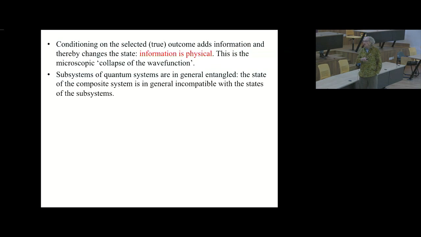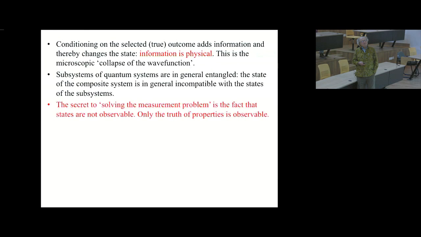Now, I didn't talk about subsystems and entanglement, but that's the usual discussion of Hilbert space. The secret to solving the measurement problem is recognizing the fact that states aren't observable. Only the truth of properties is observable. And it's observable in the sense that I said. And it occurs in logical time.